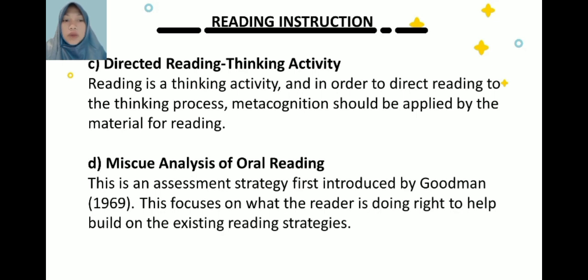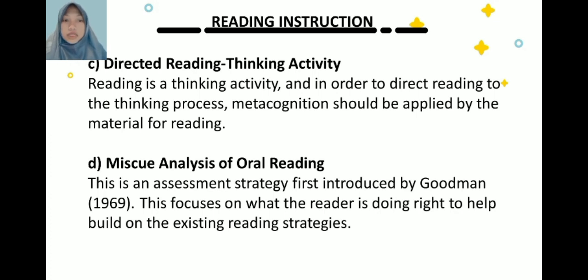Now, how is metacognition involved in the reading thinking activity? For example, in the activity, arrange the scrambled words given by the teacher. When the learners read the key words in arranging the scrambled letters, this is where the learners' processing of their reading comes in, in which the learners think for a correct answer. And that is metacognition, the process of how the learners think of what they have read.